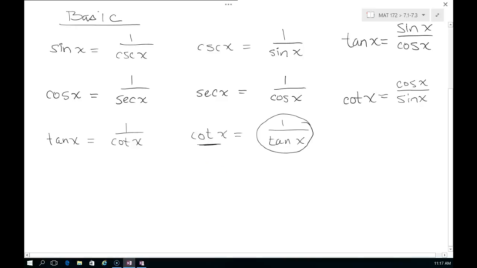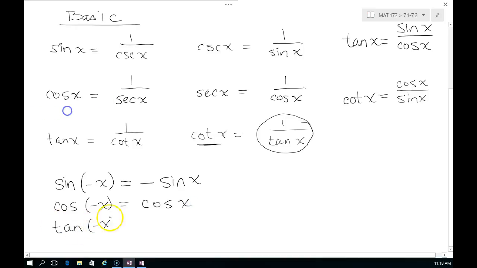So these negative angle identities say that sine of negative x is always going to be the same thing as negative sine of x. And cosine of negative x is always going to be equal to just cosine x. And tan of negative x is always going to equal negative tan of x. So notice that in sine and tangent, the negative comes out, but in cosine it does not. It just disappears.